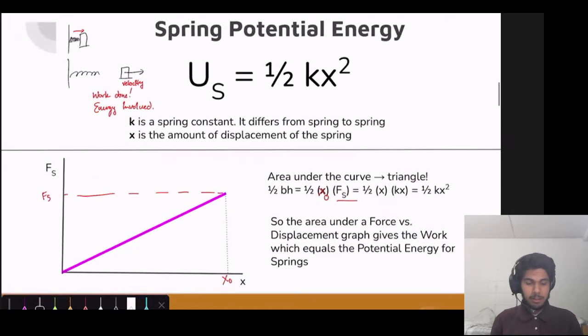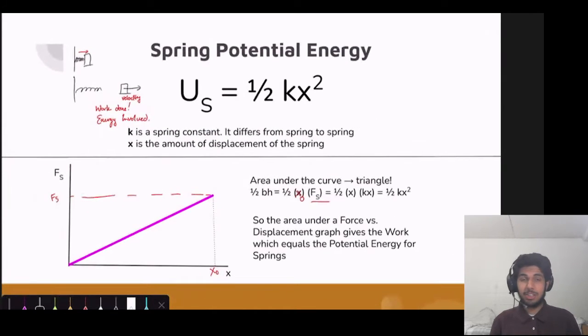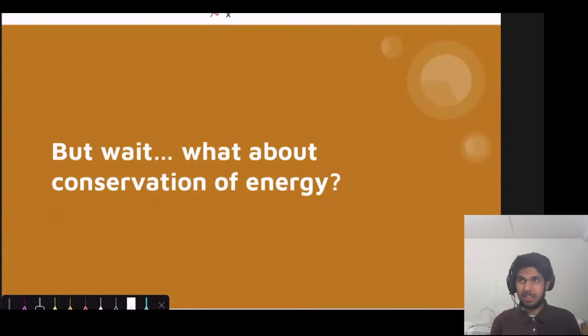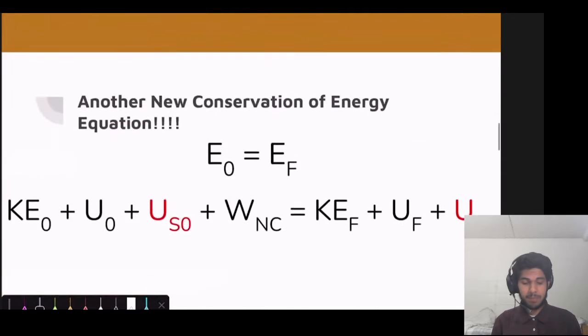All right, so we've seen force and we've seen a little bit about energy, but maybe you're starting to think, what about conservation of energy? We studied conservation of energy the last 2 weeks and we had some equations for that, but now there's a new form of energy and we haven't really taken that into account. Just like when we introduced non-conservative forces, we added a new term to our conservation of energy equation. We're going to do the same thing here.